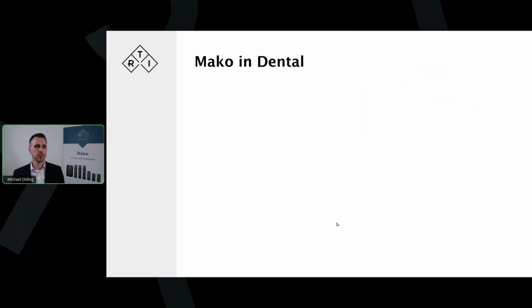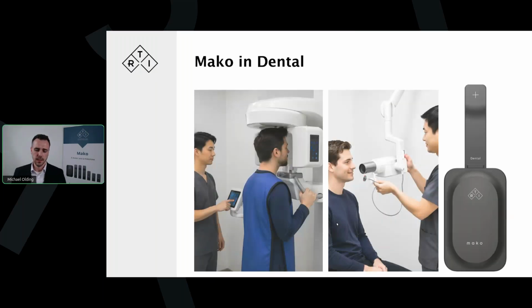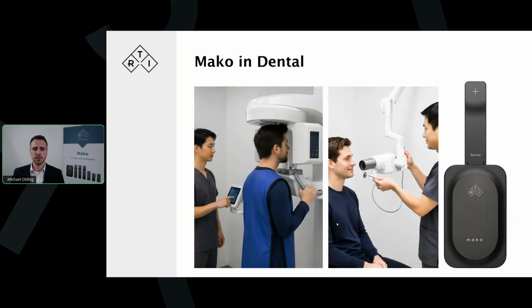So the final application we'll look at is Mako in dental X-ray. And here there are 2 typical applications that we see. We have intraoral dental X-ray, in which the X-ray tube is on one side and the detector is placed within the mouth, on the other side of the tooth, to take an X-ray image intraorally within the mouth.